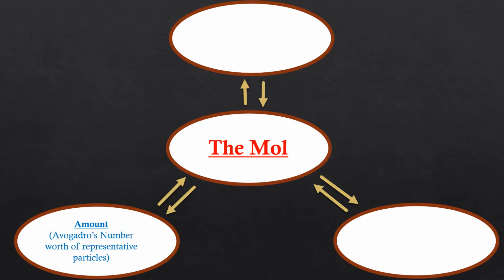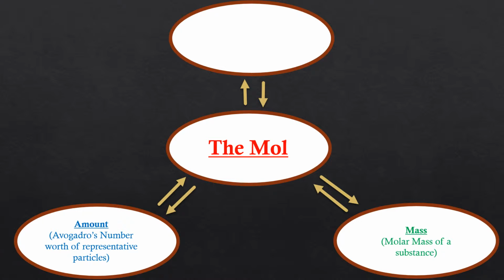We also talked about how the mole also equals in mass the molar mass of a substance. So oxygen has a molar mass of 16 grams per mole. So 1 mole equals 16 grams. Or for carbon, 1 mole can equal 12 grams. So a mole can also be related to the mass using the molar mass.